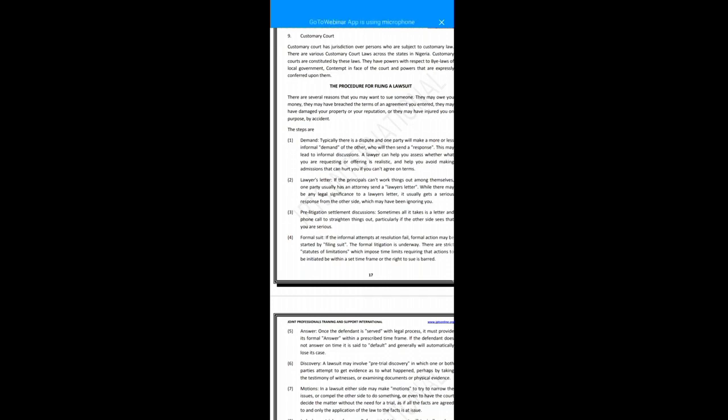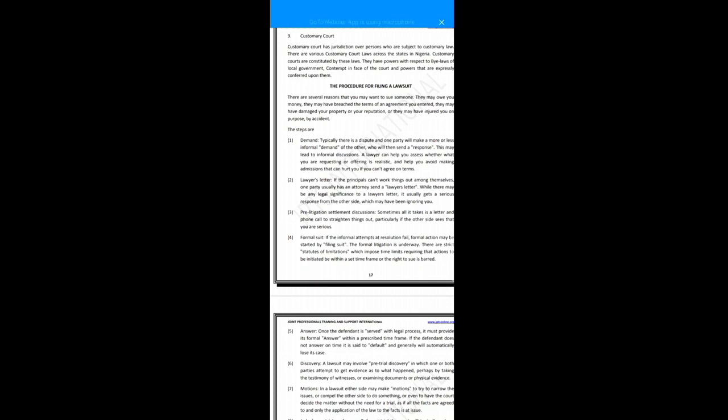The first step is the demand. Typically, there is a dispute and one party will make a more or less informal demand of the other, who would then send a response. This may lead to informal discussion. A lawyer can help you assess whether what you are requesting or offering is realistic and help you avoid making admissions that can hurt you if you can't agree on terms.